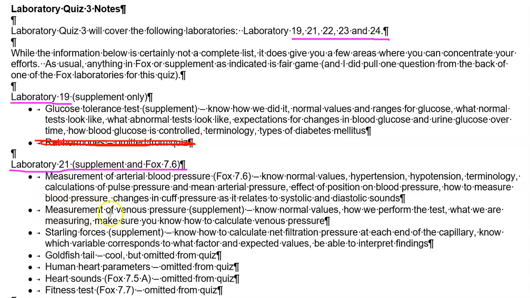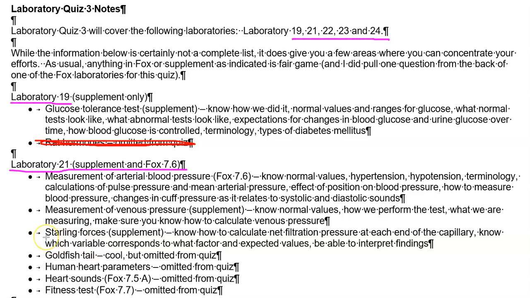You should know how to measure venous pressure. That was in the supplement. You should know the normal values for venous pressure, so like 4 to 10 millimeters of mercury. You should know how to perform the test with the hand lifting up and the vein collapsing and measuring the height above the heart. That difference divided by 13.6 to put it in millimeters of mercury units, and that's the calculation.